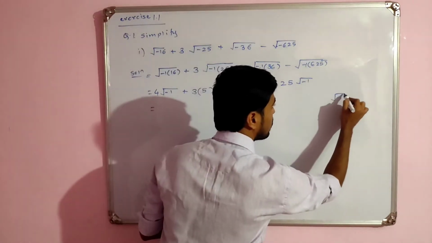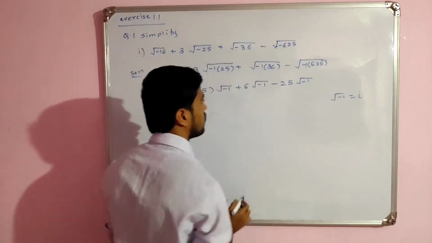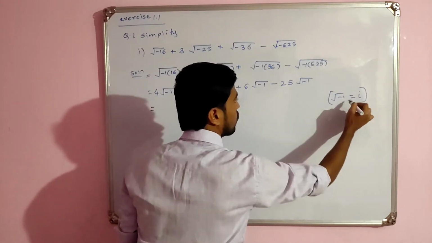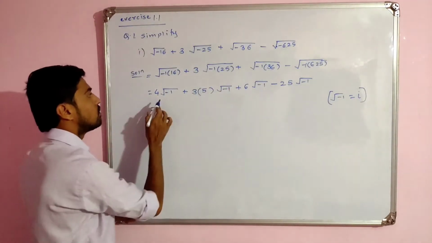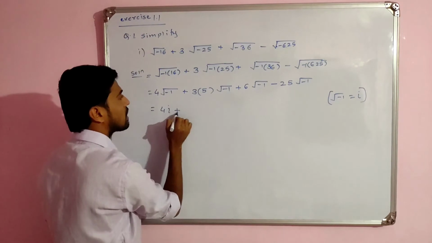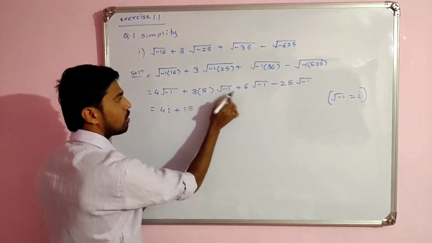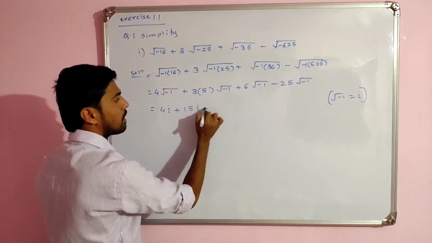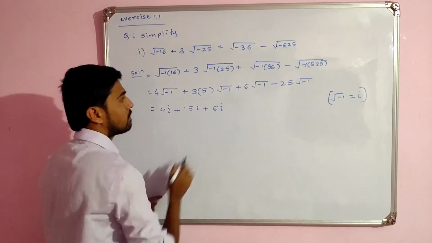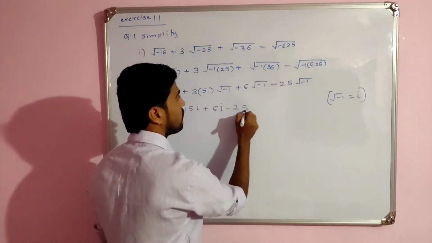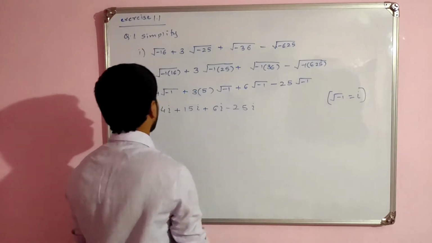Equal to root of minus 1 that means I, value of I is root of minus 1. So put here value of root of minus 1 is equal to I. So 4 into I plus 3 into 5, 15, root of minus 1 is I, plus 6 into I, root of minus 1 which is I, minus 25 into root of minus 1, I.